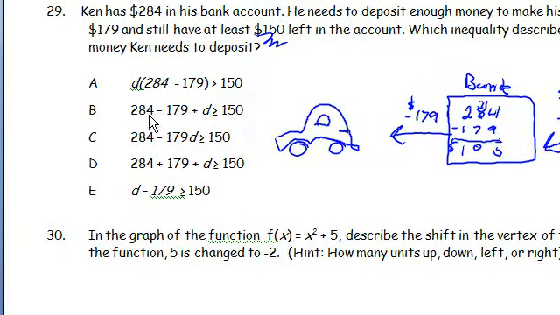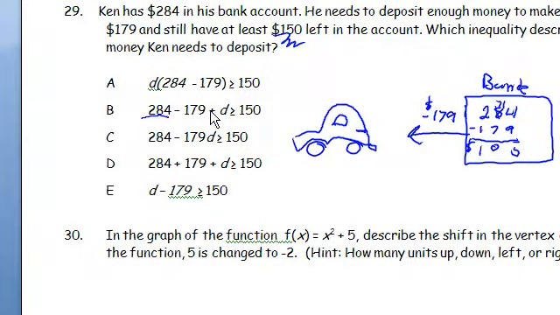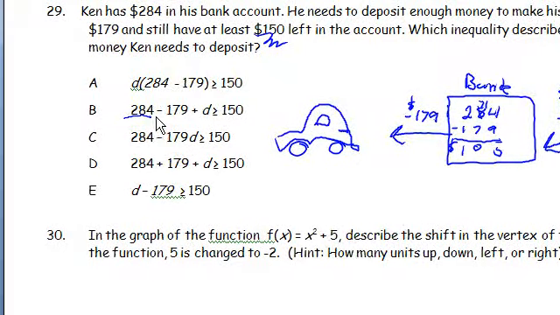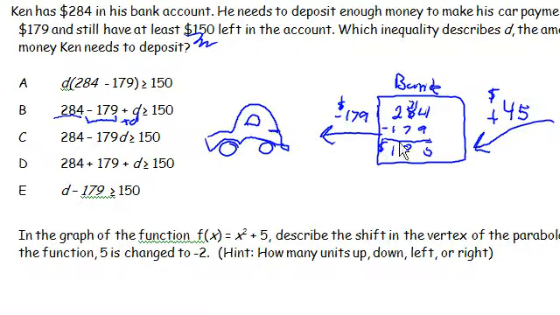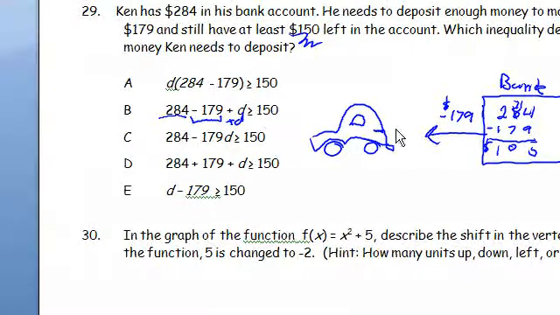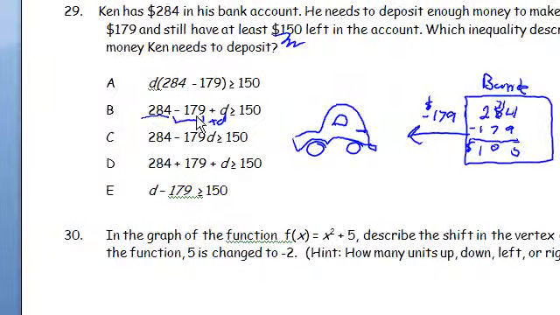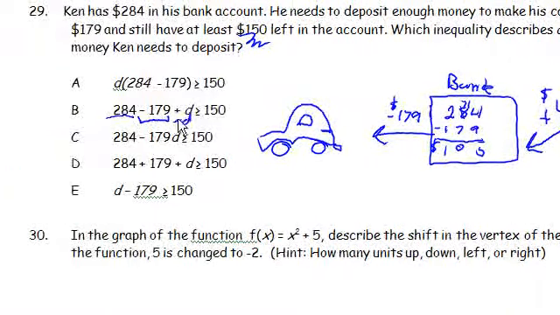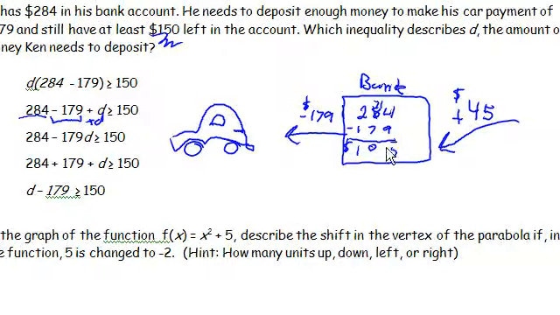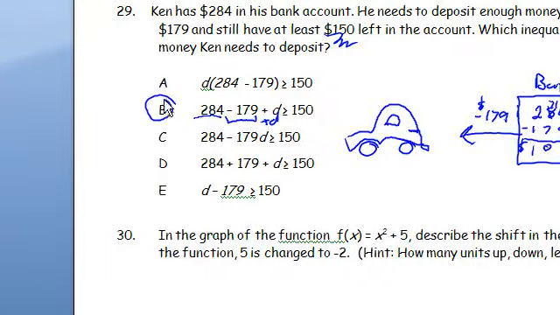So looks like 284 was his initial endowment. Then he subtracted $179 to make the car payment, but then added the deposit. And isn't that what we just did here? We had $284. We subtracted $179 to make a car payment. Then we added a deposit to keep the balance equal to or greater than $150. So B will be the answer.